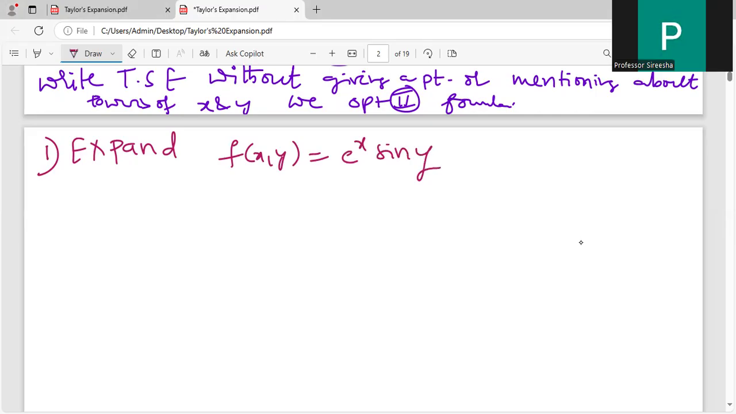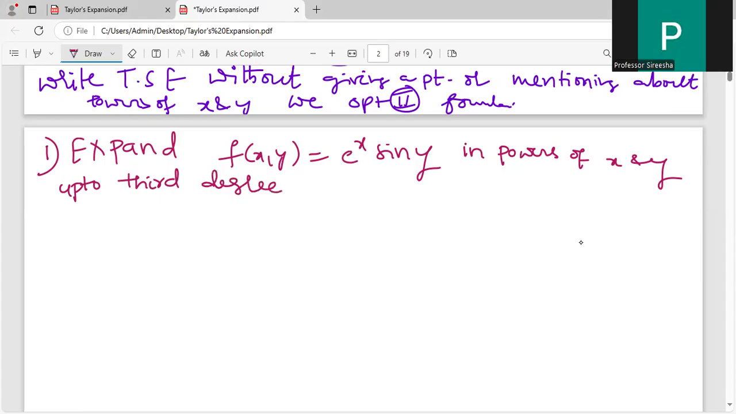Question is like, in powers of x and y up to third degree is the question. I think it's clear. I think you are clear in powers of x and y.